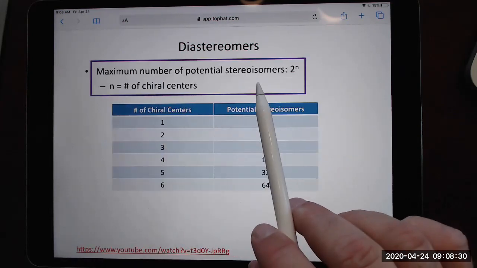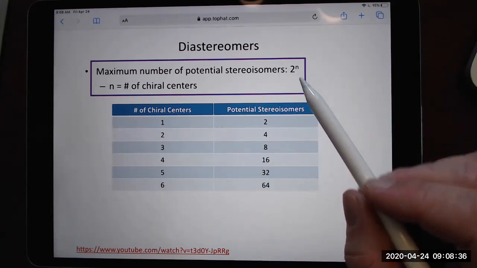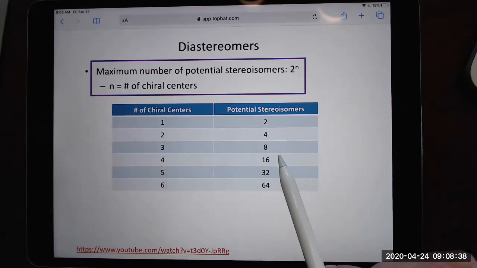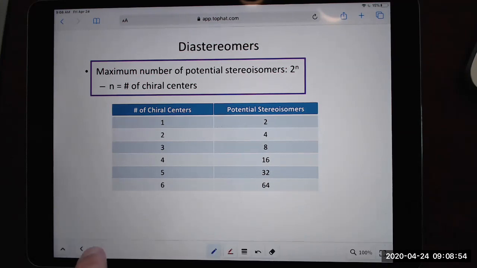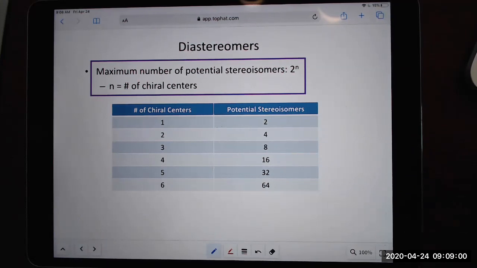So what's the maximum number of potential stereoisomers you have? Well, it's 2 to the n. So if you have 4 stereocenters, you could have a maximum of 16 potential stereoisomers. If you drew them all out, you'd have 16 different configurations of that molecule. The numbers go up really fast because it's an exponential. As you add an additional one, you multiply that number by 2, and it's going to get really big, really fast. Okay.